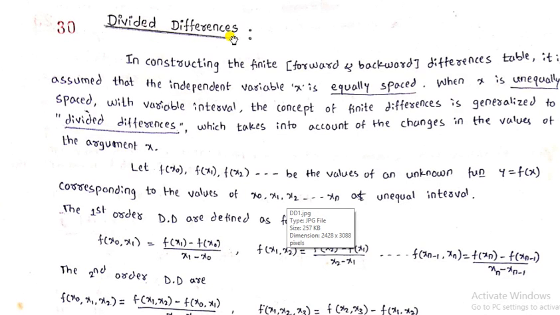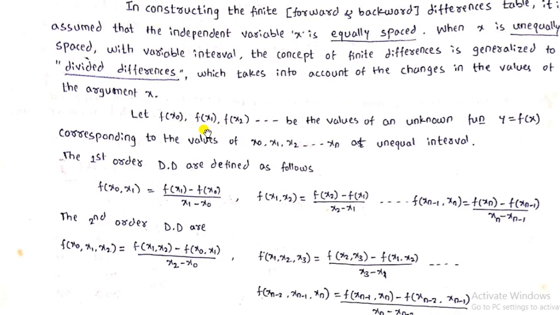Divided differences. In constructing the finite difference table, meaning the forward or backward difference table, it is assumed that the values of x are equally spaced. When x is unequally spaced, we have to use Newton's divided difference formula.